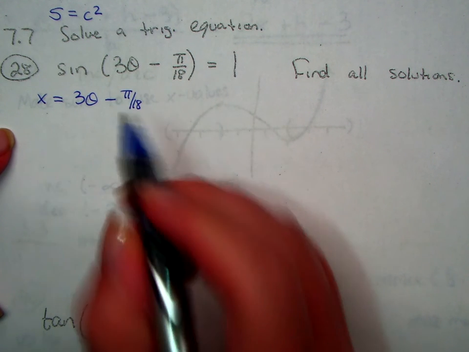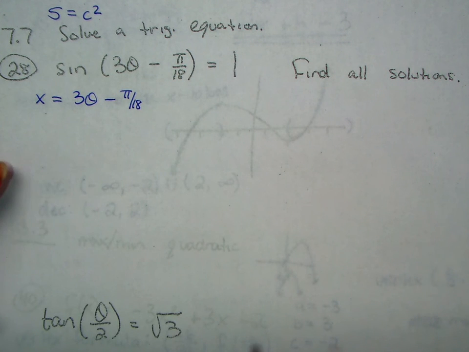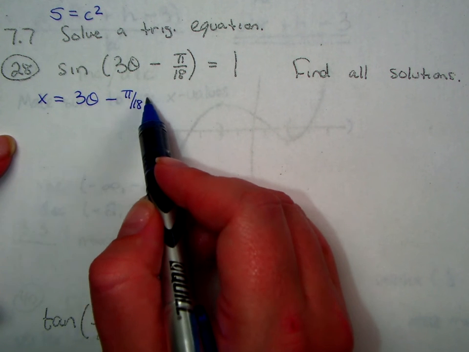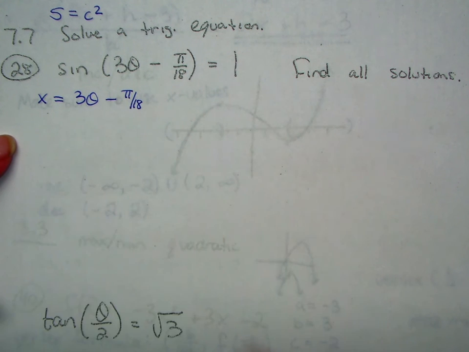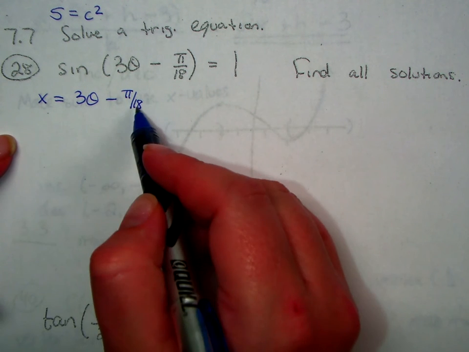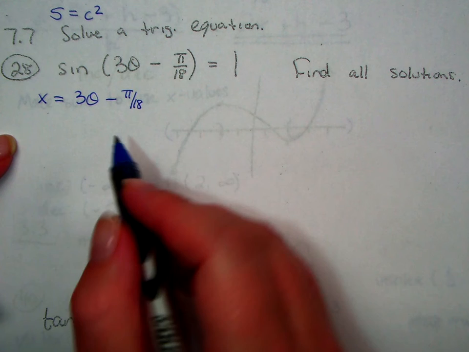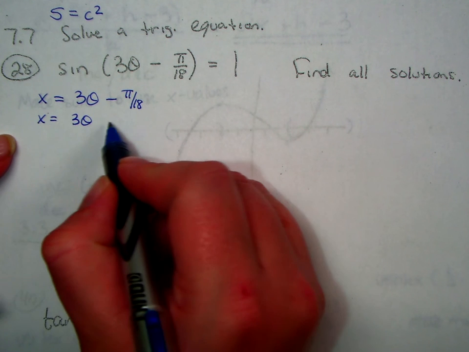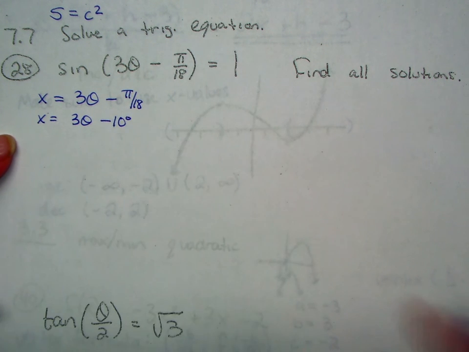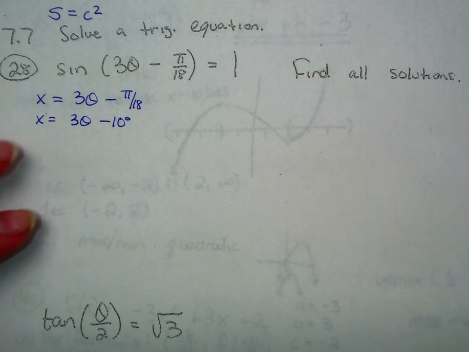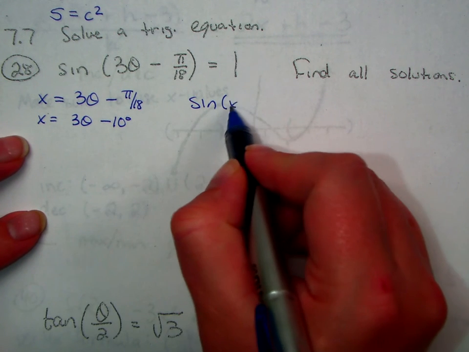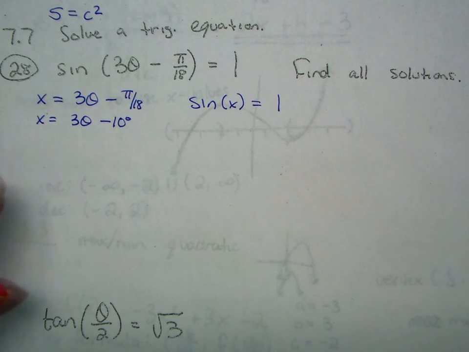I have pi over 18, which is really strange. But if you think of pi as 180, this is really just 10 degrees, because 180 divided by 18 is 10. So if you wanted to change this to degrees, we could do 3 theta minus 10 degrees if that's easier to look at. But by making that substitution, now I know I want to solve this equation: where does sine x equal 1?